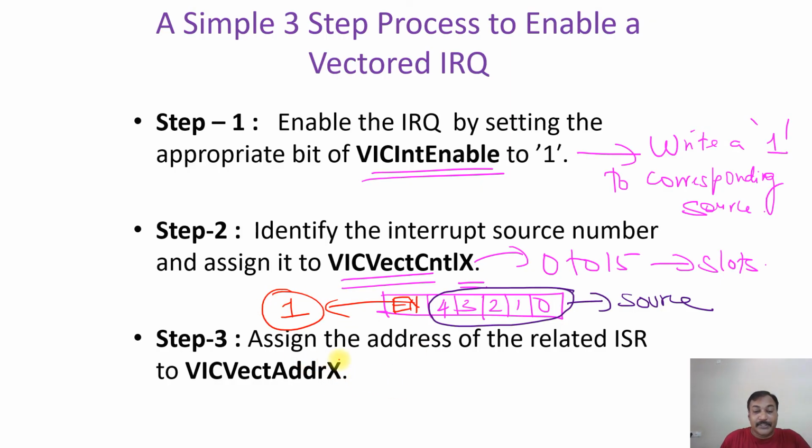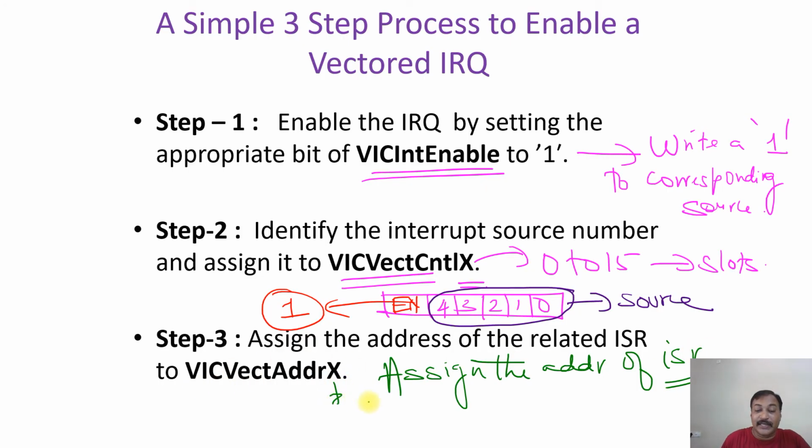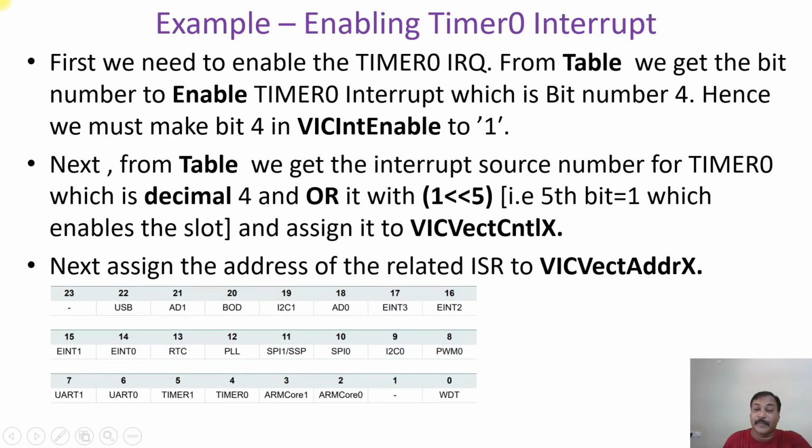And the third step is to assign the address of the interrupt service routine. So we have the vector interrupt controller vector address register. Again, X here ranges from 0 to 15. Whichever control register you are using, the corresponding address register you use for assigning the address of the ISR. Okay, so we will see some examples here.